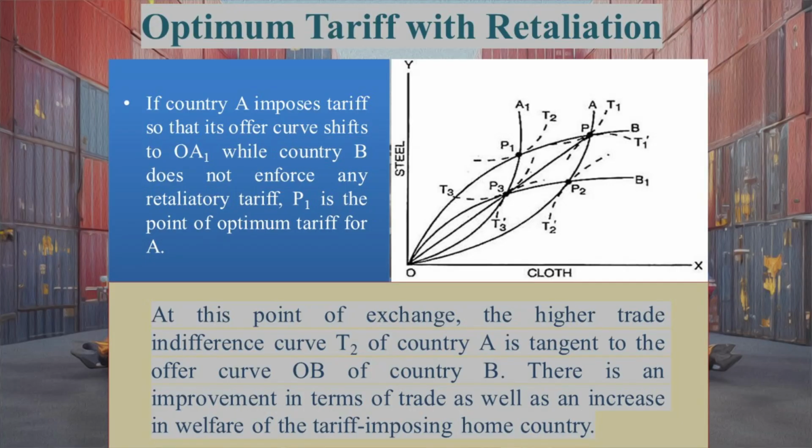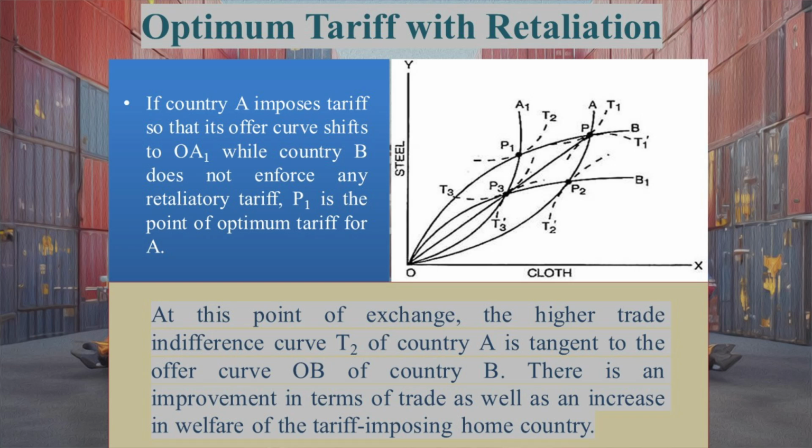Now suppose a tariff has been imposed. What would be the result? If country A imposes a tariff so that its offer curve shifts to OA1, while country B does not enforce any retaliatory tariff, P1 is the point of optimum tariff for A. So in the first case, when country A imposes a tariff, the offer curve will shift from OA to OA1, and the new equilibrium point will become P1 from P.